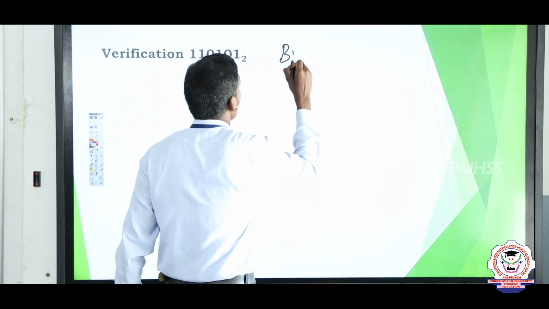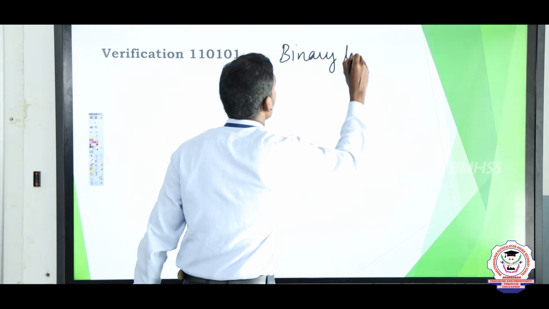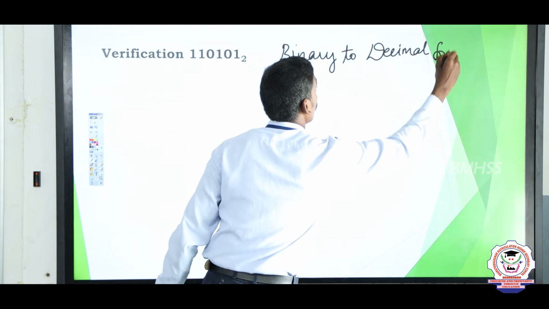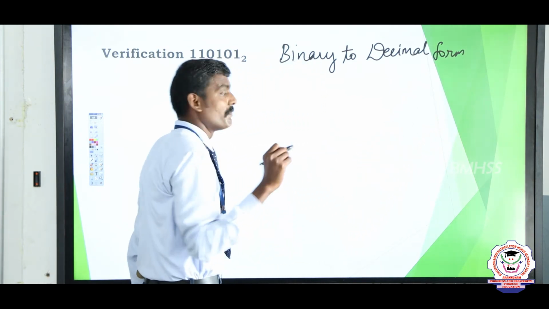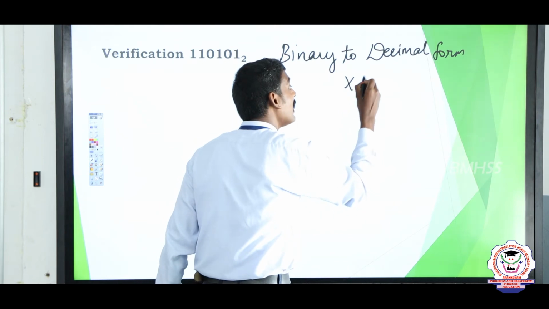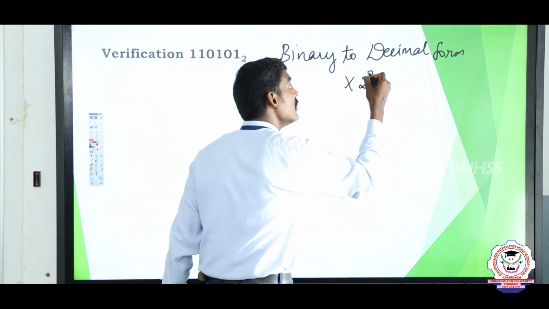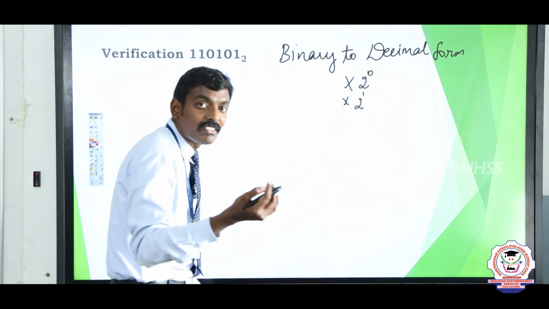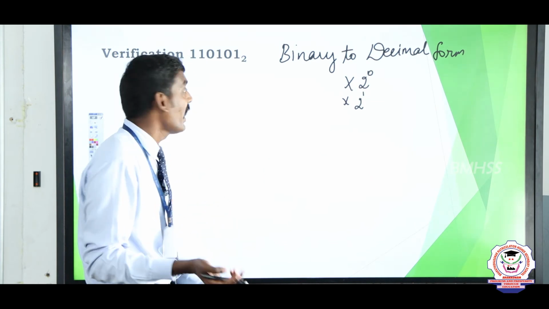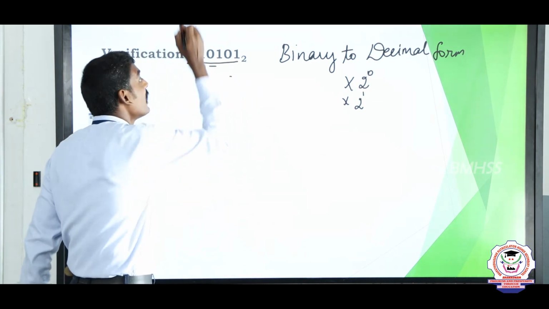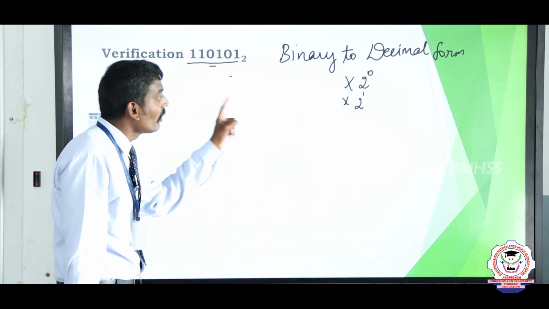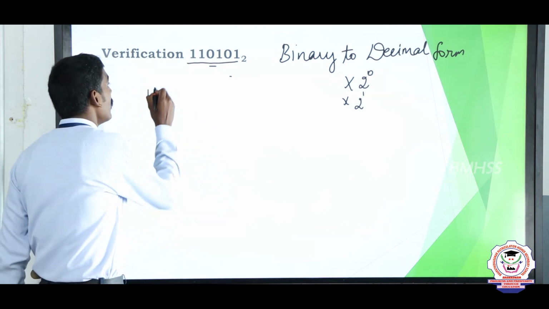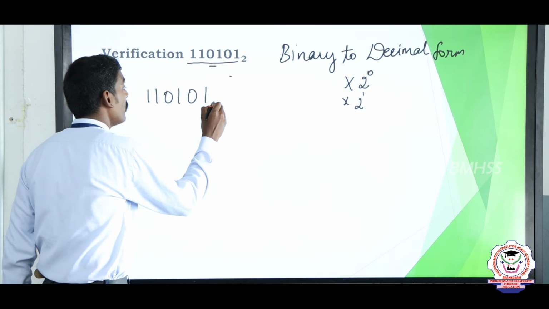This is binary to decimal form. How can you convert? Very simple. This can be reversed: multiplication of 2 to the power of 0, and multiplication of 2 to the power of 1. How should the power value be increased? The power value should be increased based upon the number of digits. With the digits only, the power value should be increased. How can we calculate? Let us consider 1 1 0 1 0 1 base 2.